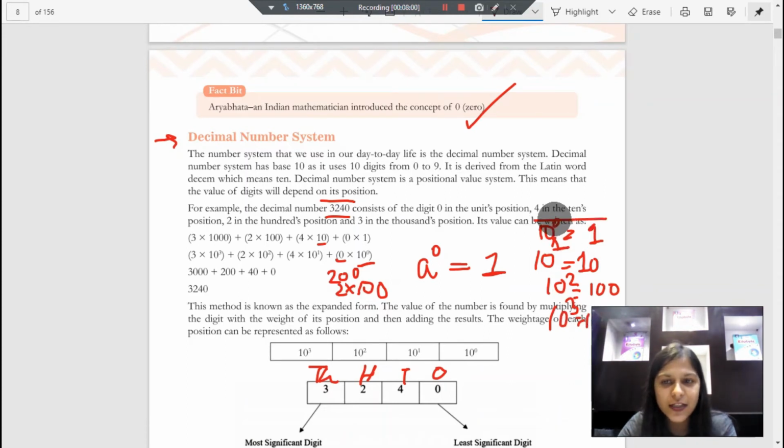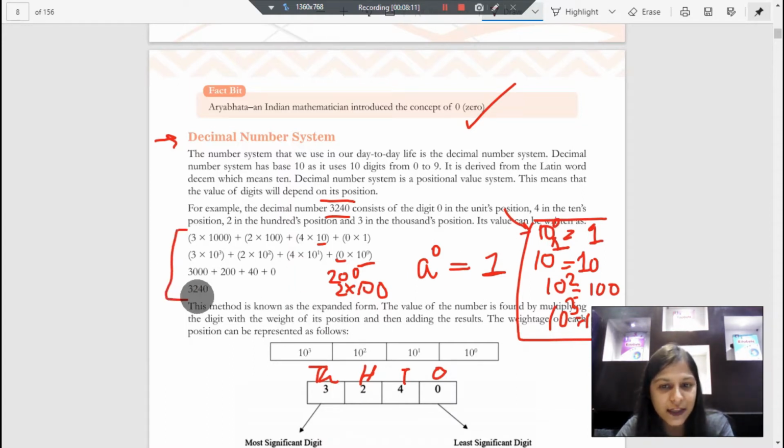So with that we have learned the basics of this system. This can be learnt as the weightage of each number. This method is known as the expanded form, and the value of the number is found by multiplying the digit with the weight of its position. A number is simply a number, but its position determines its value. So if the 3 is in the ones place, it is 3, but if the 3 is in the thousand place, that means 3 into 1000.